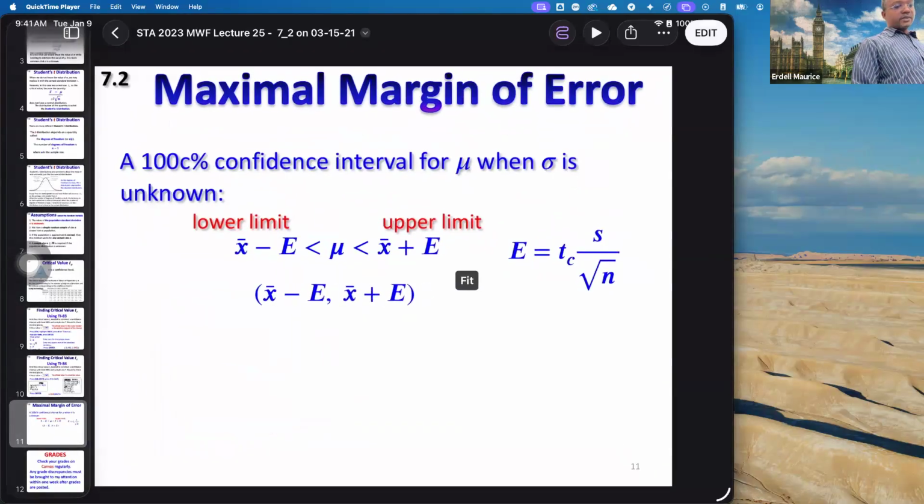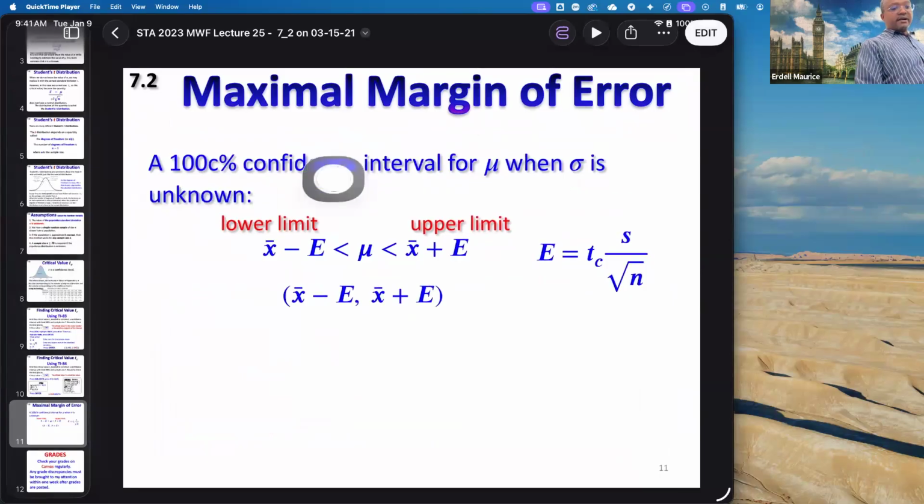So, notice to find the error is basically the same formula. The difference is instead of a Z, we have T, and instead of sigma, we have S. Remember, sigma is unknown. Yes? But other than that, it's the same process.